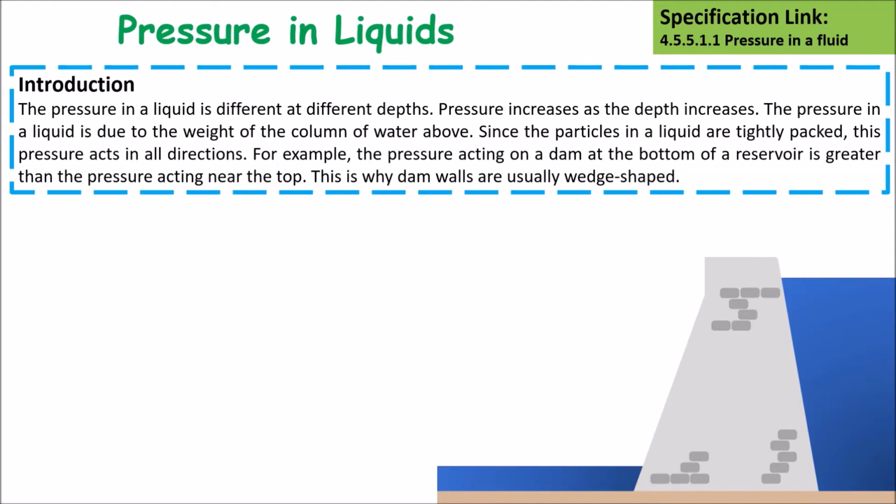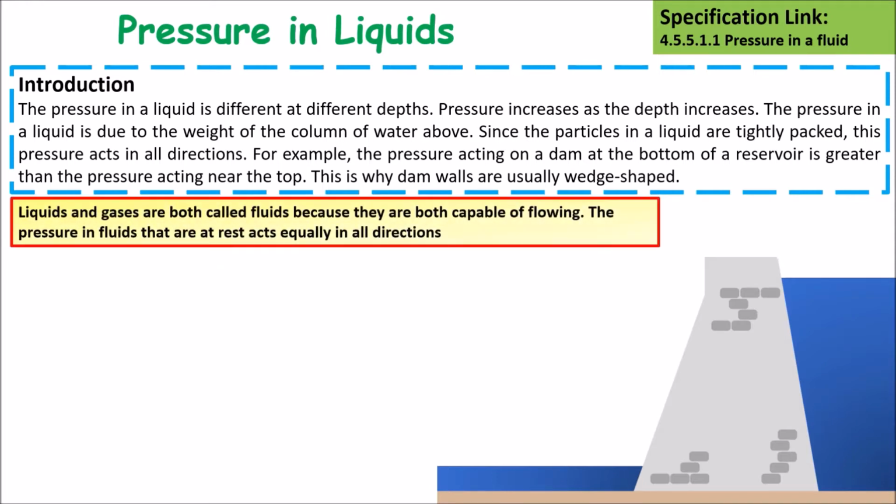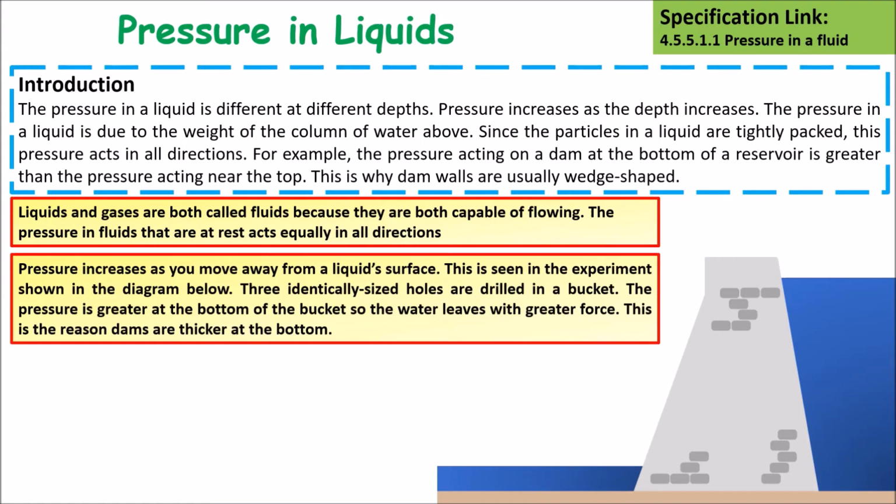Since the particles in a liquid are tightly packed together, this pressure acts in all directions. For example, the pressure acting on the dam at the bottom of a reservoir is greater than the pressure acting at the top. Liquids and gases are both called fluids because both are capable of flowing. The pressure in fluids that are at rest acts equally in all directions.